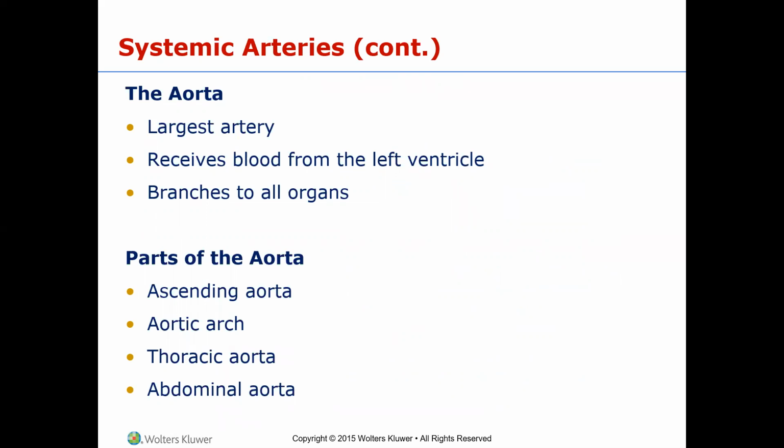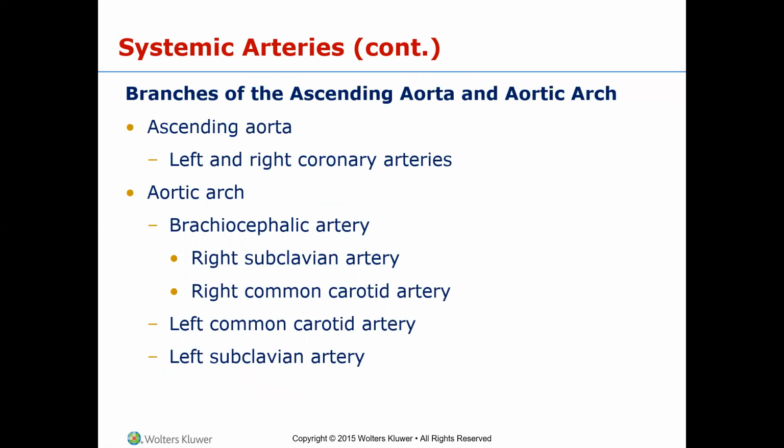The aorta is broken down into four parts: the ascending aorta, the aortic arch, the thoracic aorta, and then the abdominal aorta. The ascending aorta is coming up out of the heart, and it branches off into the left and right coronary arteries, which supply blood to the heart itself, to the myocardium.